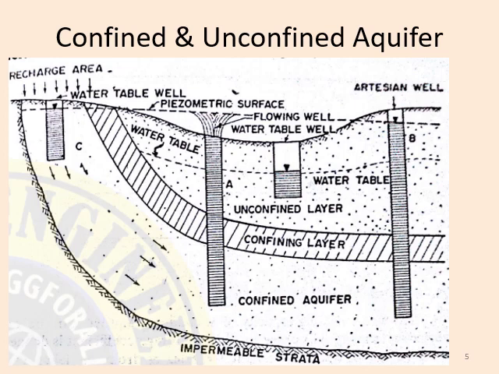This zone is named the confined area because at the bottom there is an impermeable strata, and at the top there is a confining layer, which means no water will get away or be conveyed through this confining layer and impermeable strata. Only water will flow through this confined aquifer.